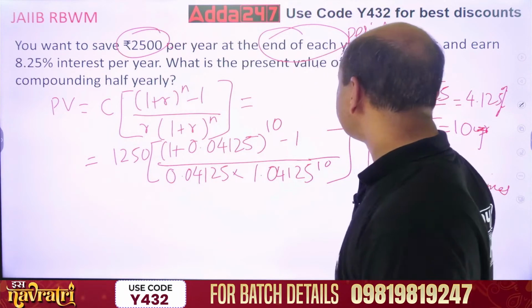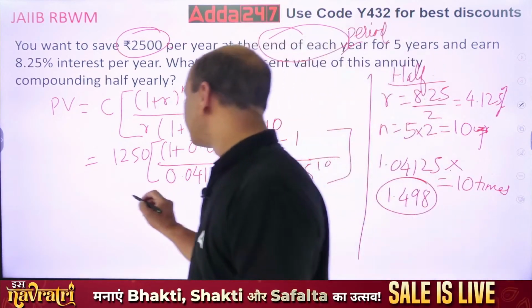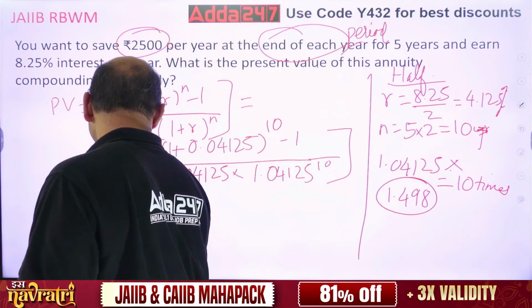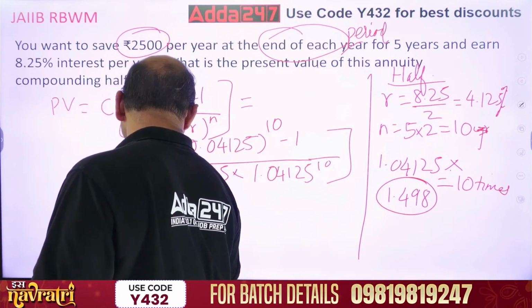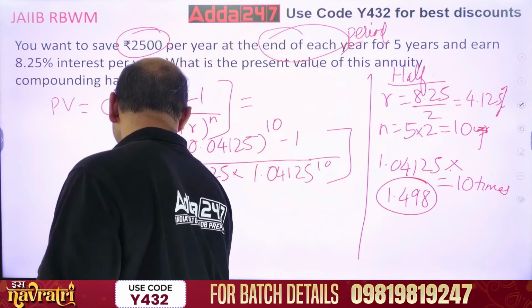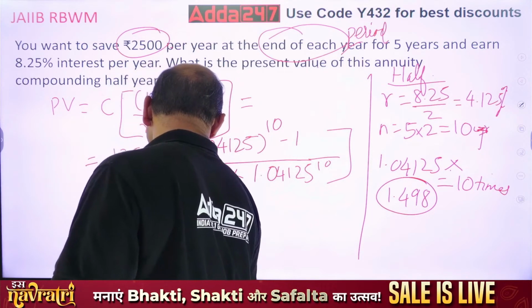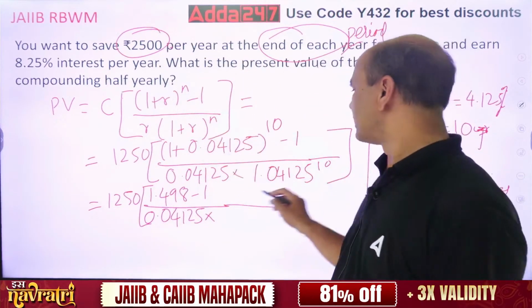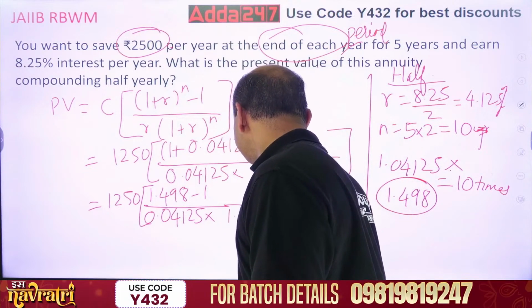Now it's simple. See, 1.498. So 1250 into 1.498 minus 1 upon R, which is 0.04125 into, now this is what? This is the same figure, 1.498. Now this you can do it directly.